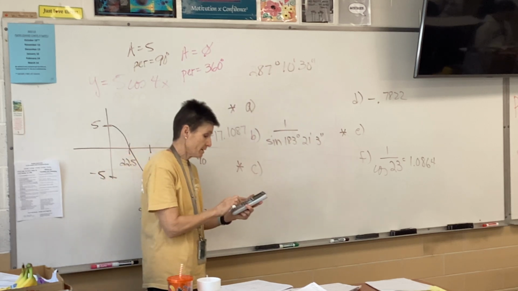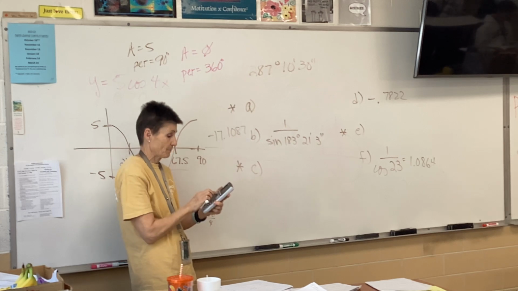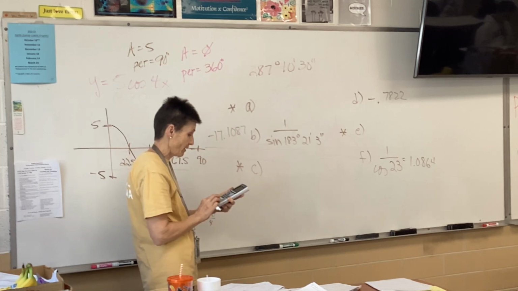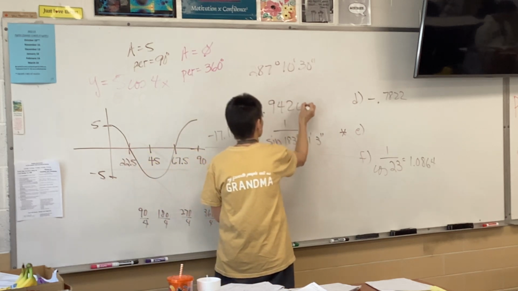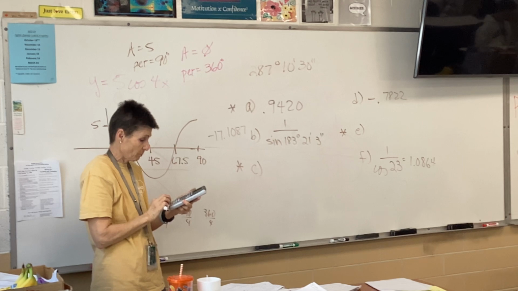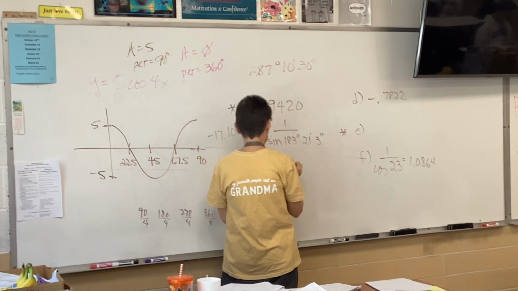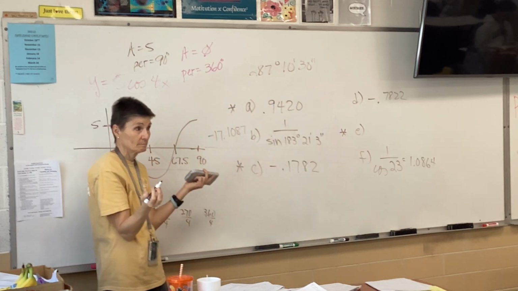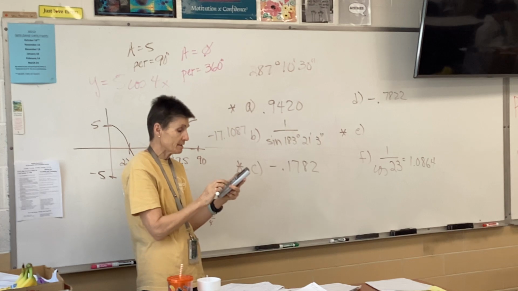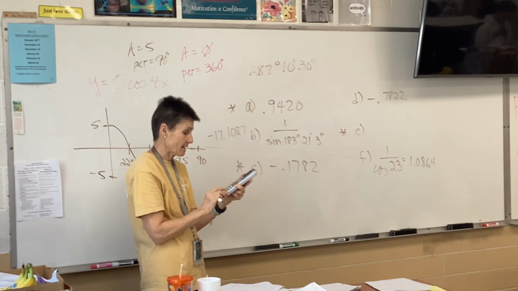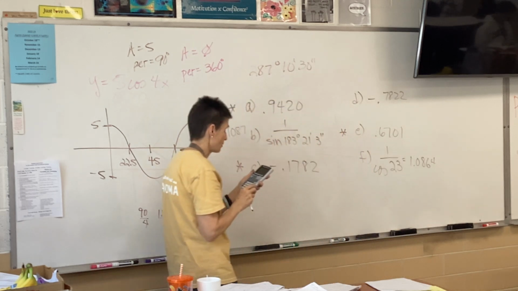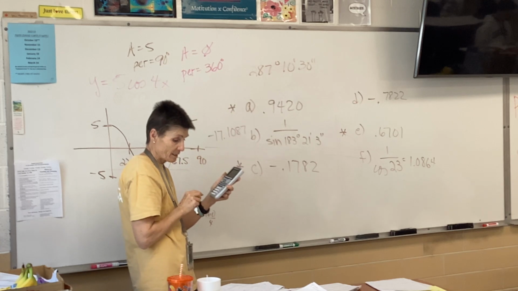Okay, so now we go to mode, change our calculator into radians, and then do the rest of them. So A is second tangent 1.375, 0.9420. Cosine 1.75, negative 0.1782. I'm just kind of typing. Are y'all keeping up here? And then sine 18 second pi divided by 77. So we use our pi button, 0.6701.